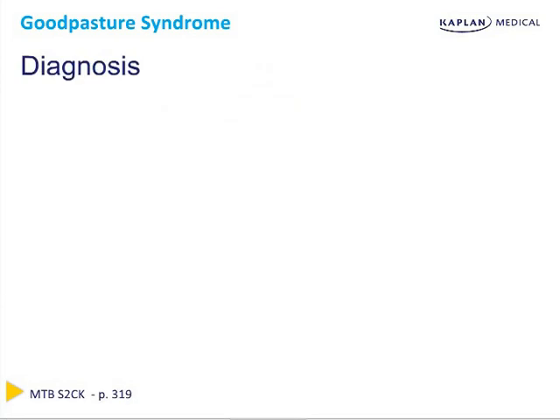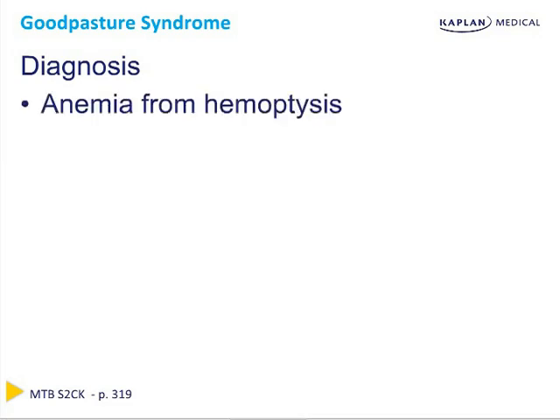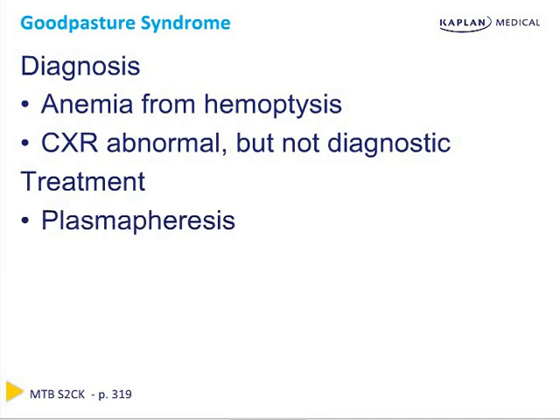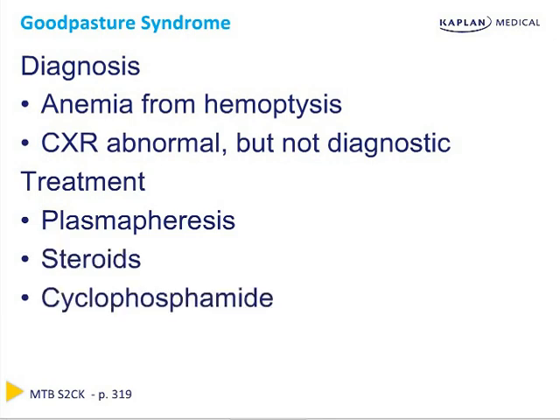Here are some clinical pearls in making the diagnosis of Goodpasture syndrome either in real life or on the USMLE Step 2. Patients often present with anemia from chronic blood loss due to the hemoptysis. The chest x-ray is often abnormal, but chest x-ray findings alone are not diagnostic. Because the pathophysiology is antibody-mediated, plasmapheresis can help acutely in the treatment of Goodpasture syndrome. However, the effect is only temporary because it only removes the antibodies that are already circulating. Steroids and cyclophosphamide can help suppress the immune system and keep more autoantibodies from being made.